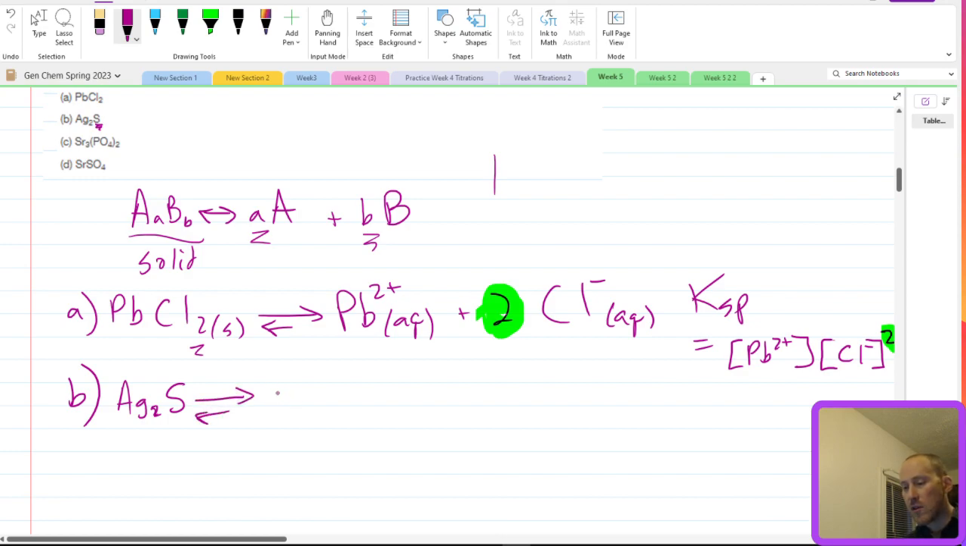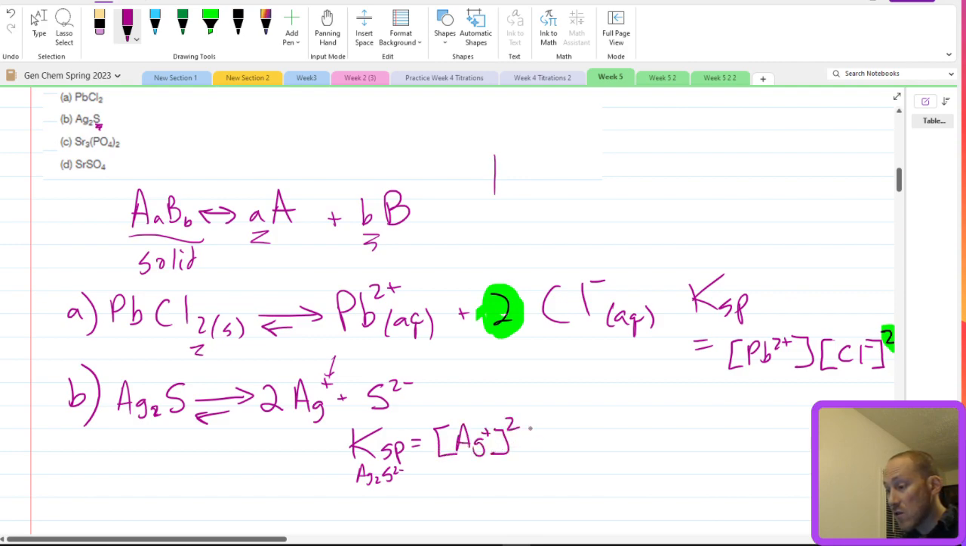Silver is an invariable cation. It's always +1. But if you didn't know that, but you knew that you had 2 of them, and you knew that sulfide was 2 minus, then silver would have to be +1. KSP here for silver sulfide. Silver 1 sulfide is what we would call this because the silver is a +1 charge. It's going to be the concentration of your silver cation squared times the concentration of your sulfide. All right, let's do C.